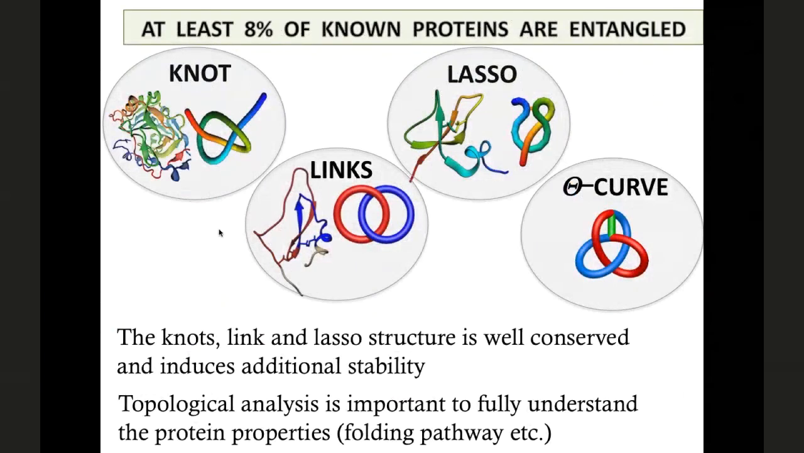So today I would like to say that we have at least 8% of proteins in the PDB that are entangled. We have knots, links, lassos, and theta curves. The structures are very well conserved in proteins, and topological analysis is important to fully understand protein properties.